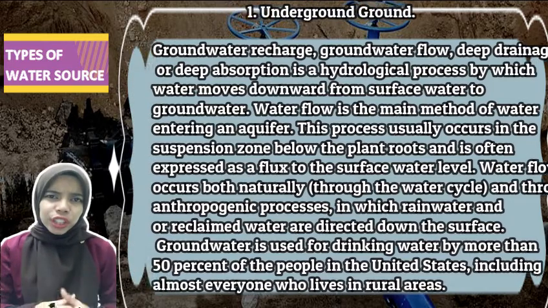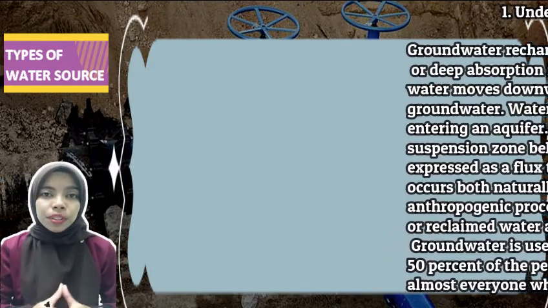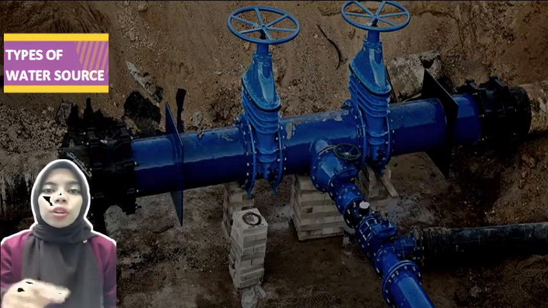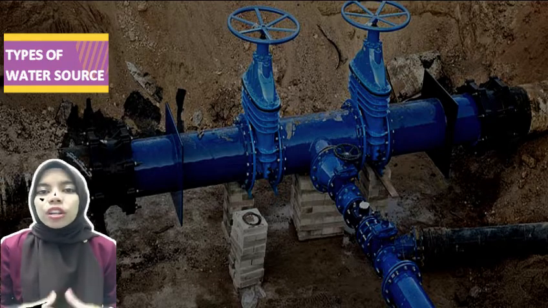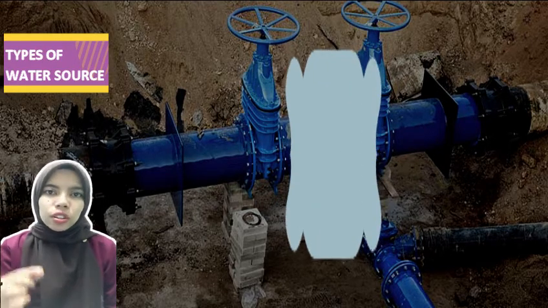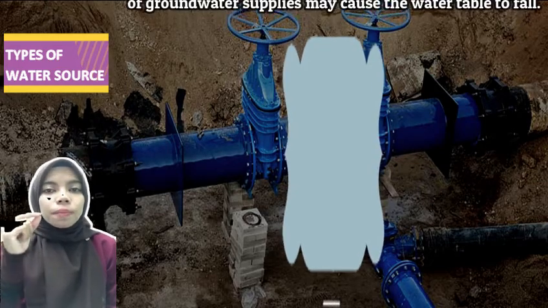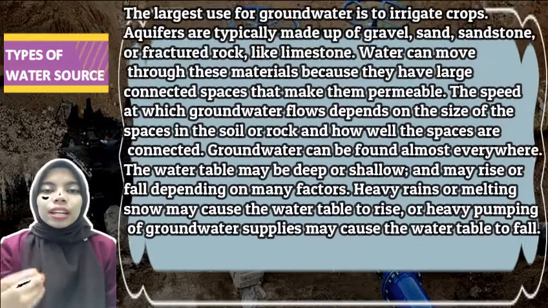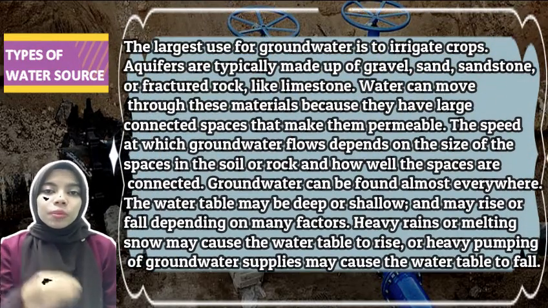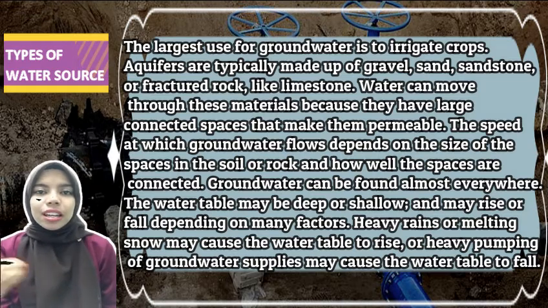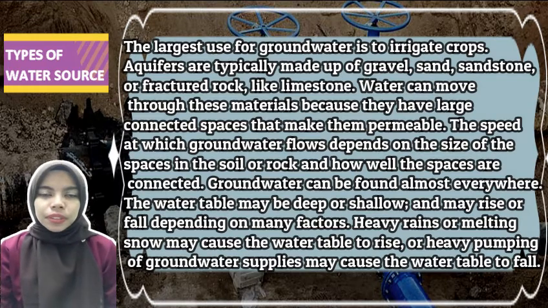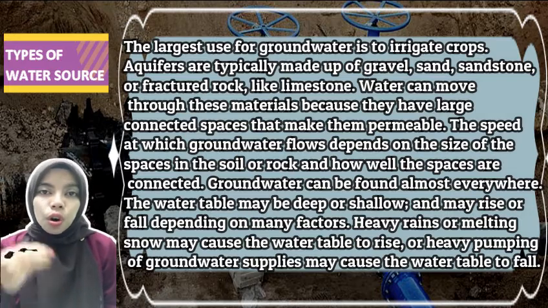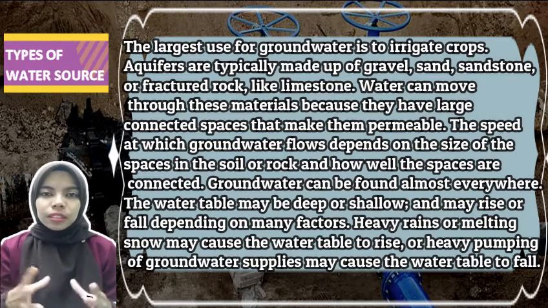Groundwater is used for drinking water by more than 50% of the people in the United States, including almost everyone who lives in rural areas. The largest use for groundwater is to irrigate crops. Aquifers are typically made up of gravel, sand, sandstone, or fractured rock, like limestone. Water can move through this material because it has large connected spaces that make it permeable. The speed at which groundwater flows depends on the size of the spaces in the soil or rock and how well the spaces are connected.